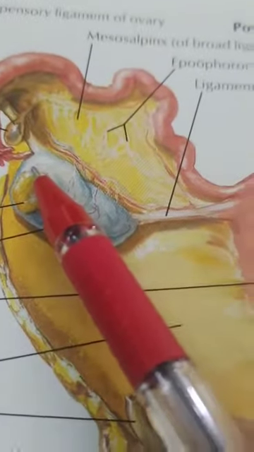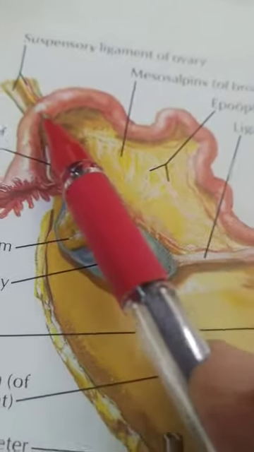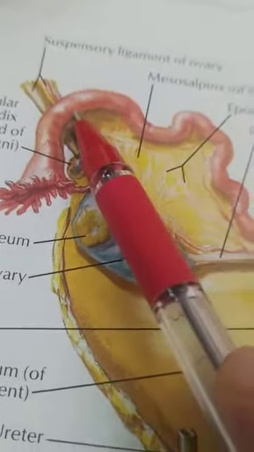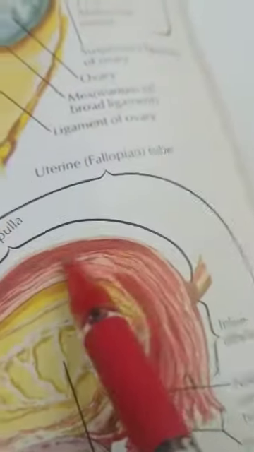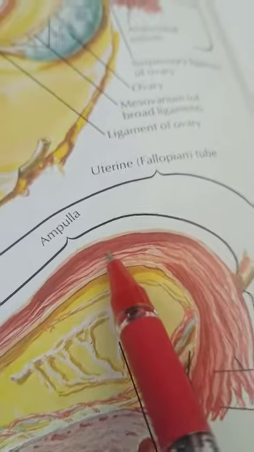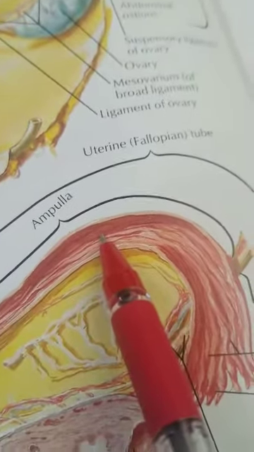The ampulla is about 4 millimeter in diameter, and this is the site of fertilization. So the ampulla is the site of fertilization. Here we can see this part, the site of fertilization, the ampulla.